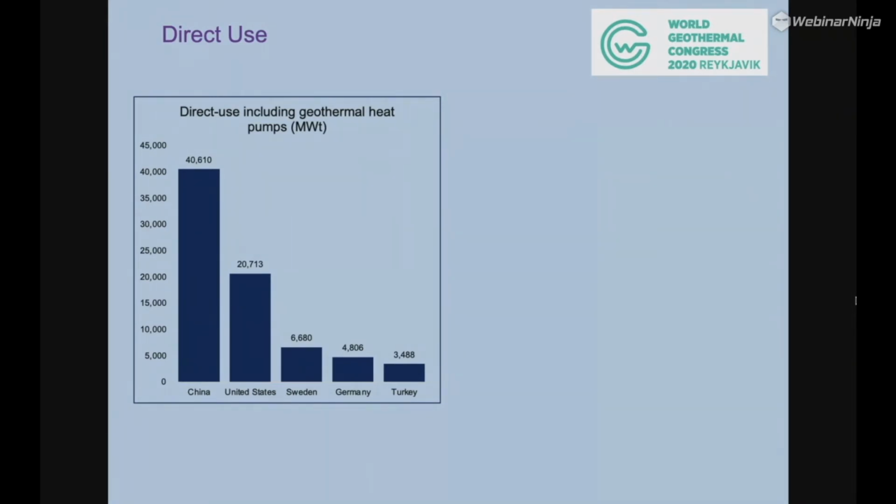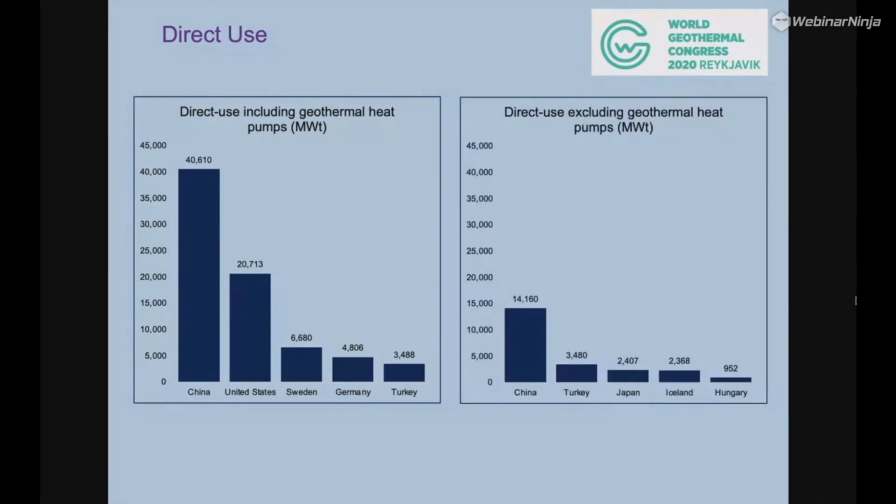But this graph is including the shallow geothermal heat pumps. And so when we look at the same scale and the same data, but this time don't include the shallow geothermal, you see that China is still the world leader, but it's a much lower figure. The United States, Sweden, and Germany have all completely dropped off the graph now, and Turkey has moved up to second place, followed by Japan, Iceland, and quite a bit lower down, Hungary.